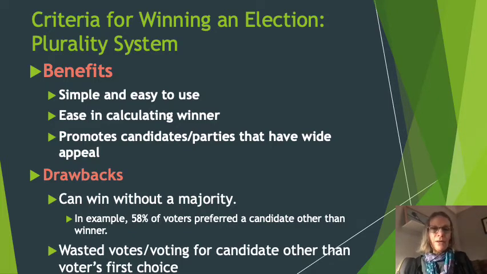Also, the plurality system can lead to voting for candidates other than those you think are going to win the majority. So it's kind of like a wasted vote, right? It's sort of like, hey, there's no way my candidate is going to win, but I'm going to vote for that candidate anyways because they're the candidate that best aligns with my values. So it's kind of a wasted vote. On the flip side of that, you might vote for a candidate that you think will get the majority. It may not be your first choice, but you're like, well, I'm going to go with somebody who's actually going to get the most votes. And so you go for your second choice, okay? And so that can be a drawback of the plurality system as well.